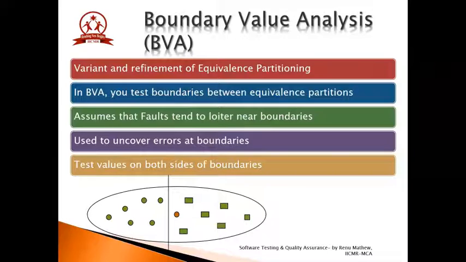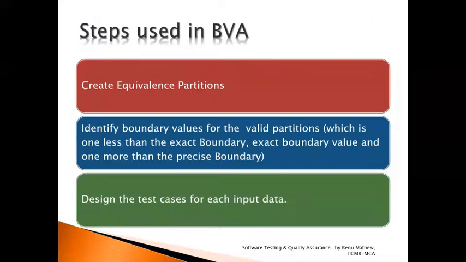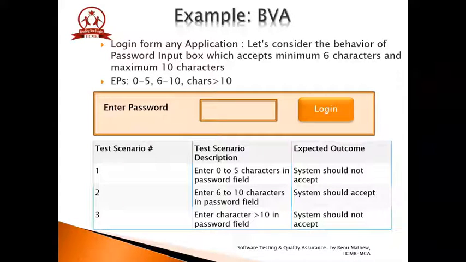Values at and just beyond the boundaries of the input domain are used to generate test cases to ensure proper functionality of the system. So the steps used in boundary value analysis are: first, create equivalence partitions, then identify boundary values for the valid partitions, which is 1 less than the exact boundary value, and 1 more than the precise boundary. And finally, design the test cases for each input data identified. Let us take an example to understand this technique.